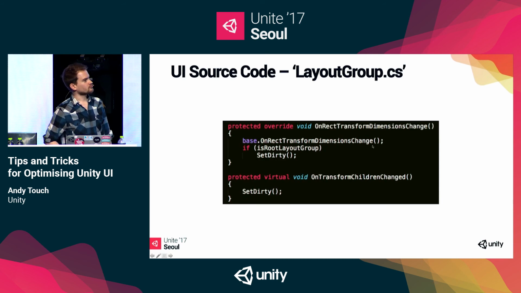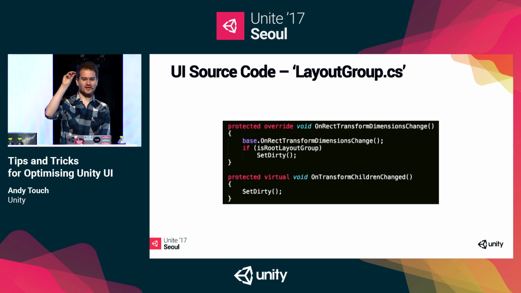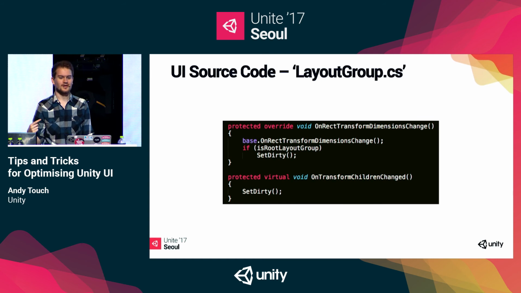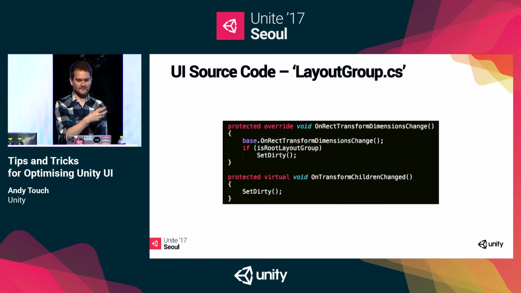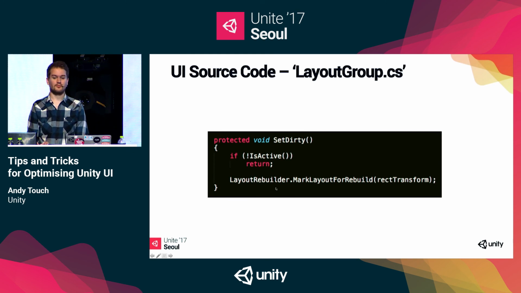Another method, OnRectTransformDimensionsChange, is very similar to the Graphic class, SetDirty. Then OnTransformChildrenChanged: if you have a layout component and a child has changed in some way, it also sets it to be dirty. You can see a recurring theme here, and lots of things can set your canvas to be dirty. So what does SetDirty do? It marks it for a layout rebuild. Not a graphical rebuild, but a layout rebuild.